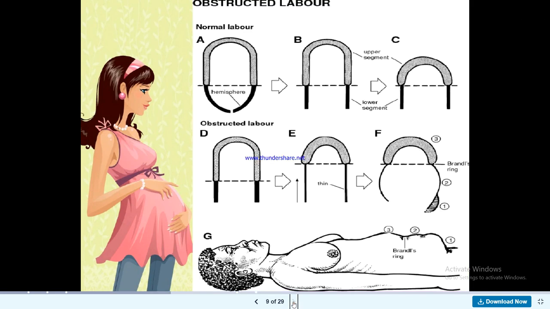Here again, in this obstructed labor, there is a comparison with the normal labor, how the uterus changes: upper segment, lower segment, and here the thinning of the lower segment of the uterus, which is called effacement, and the upper segment becomes a little bit thick and shorter also. In obstructed labor, you can see the uterine changes. Again, here the thinning of the lower uterine segment and thickening of the fundus, but in between the two there is a constriction band, that is called the Bandl's ring.